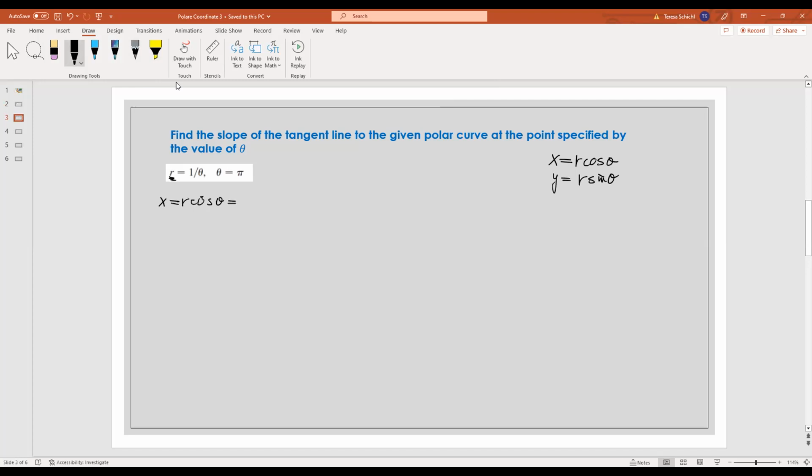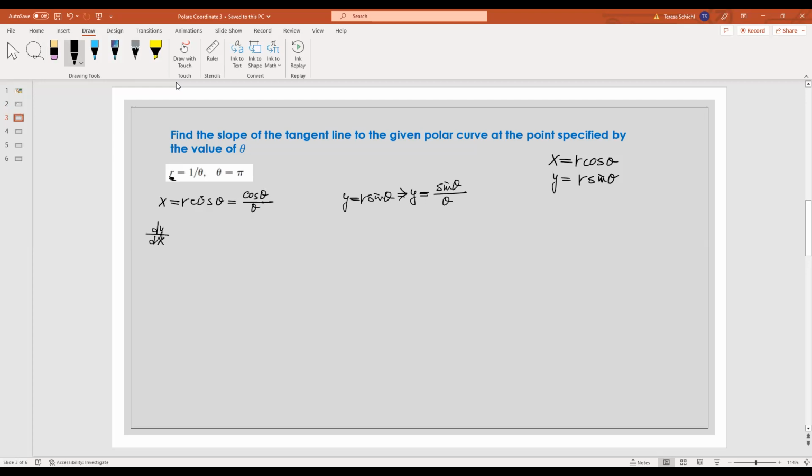So I know x is cosine theta over theta, right? And the same way, y is equal to r sine theta, and r again is 1 over theta. So I can say y equals sine theta over theta, because r equals 1 over theta. So now I changed everything to a function of theta. Okay, now let's take a look at dy/dx.